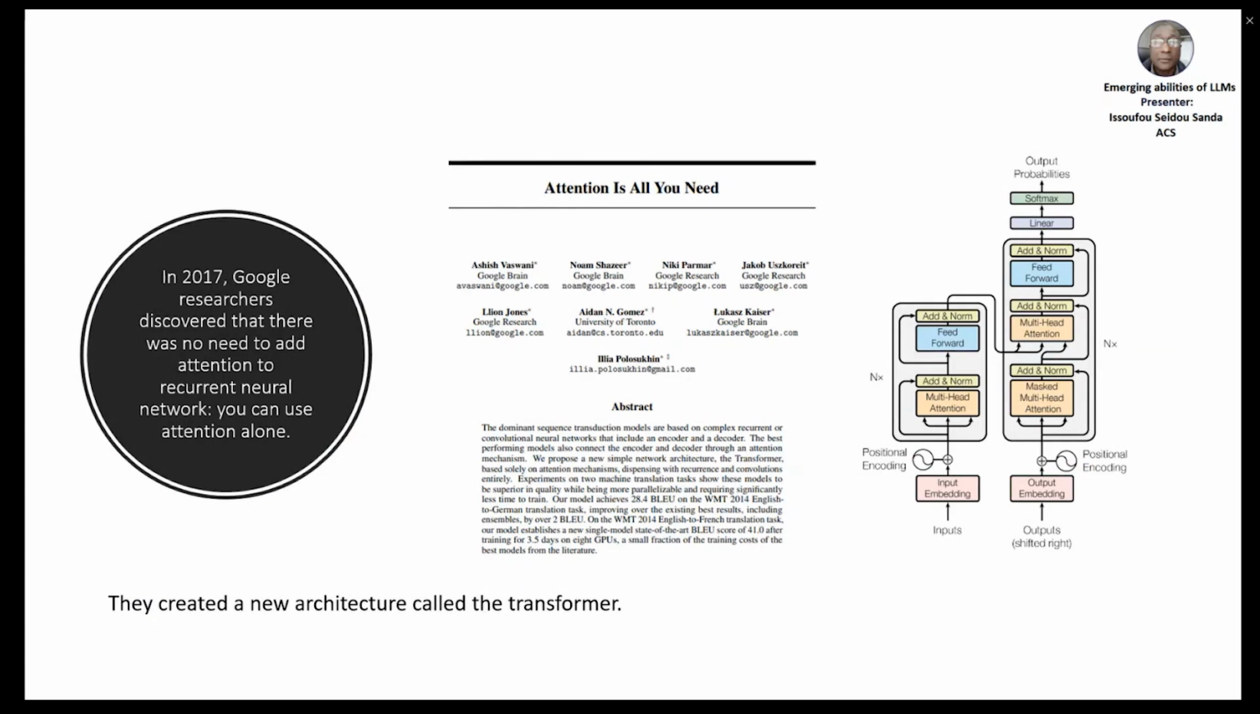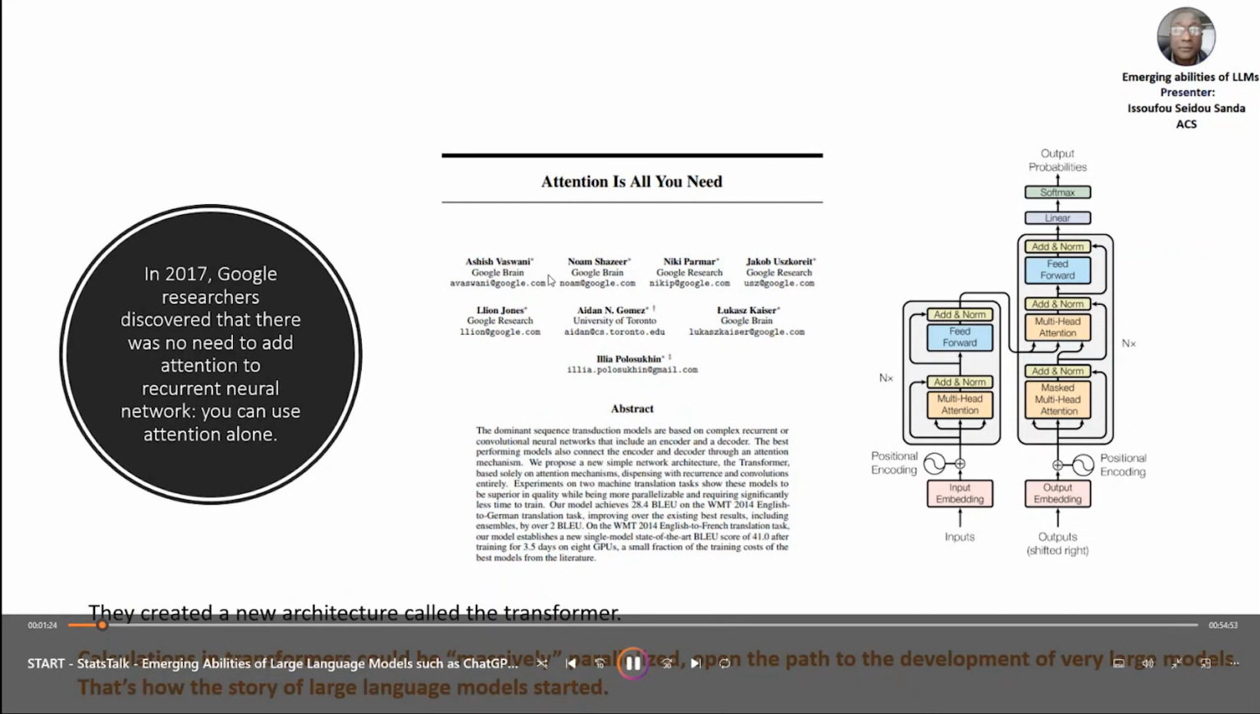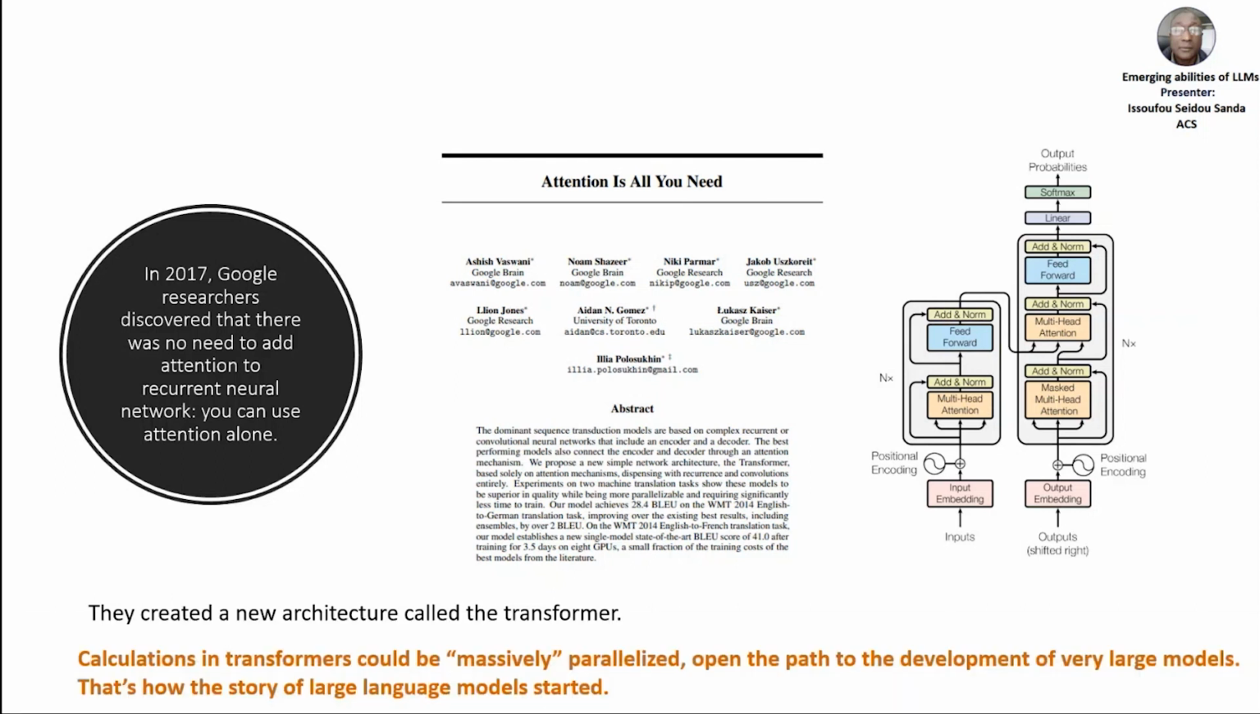Then, when they were doing further research at Google, in 2017 some researchers from Google made a very important discovery: there is actually no need to add the attention mechanism to recurrent neural networks. You could just use attention only, and you would have very efficient neural networks. So they created a new architecture that we call the transformer. I think everybody who has heard about large neural networks has heard about the transformer. And what is the advantage of the transformer? With the transformer, you can do parallel computation, and when you can do parallel computation, you can have very large neural networks. This is how the development of these very large language models started.